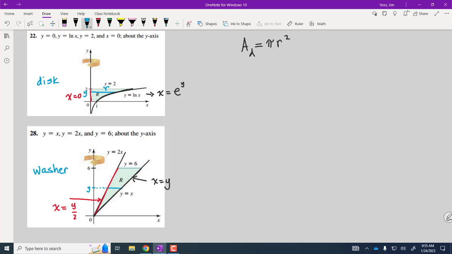So we look at our picture and we figure out what's to the right and what's to the left. And here, the x value on the right, that's this curve. There's the x value on the left, the red curve. X value on the right is e to the y. X value on the left is 0. So this is pi multiplied by e to the y quantity squared.